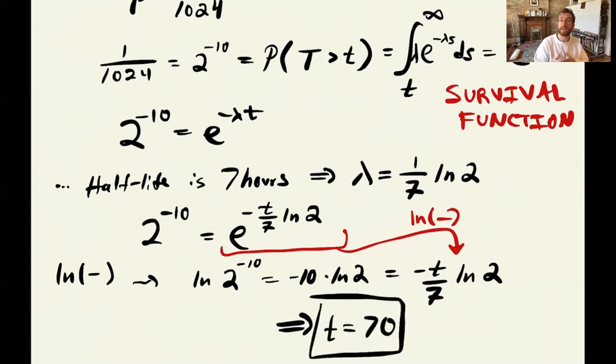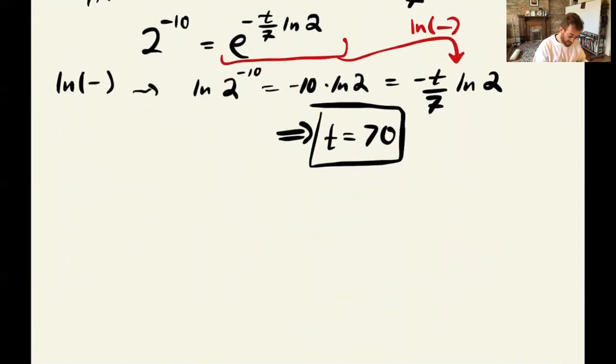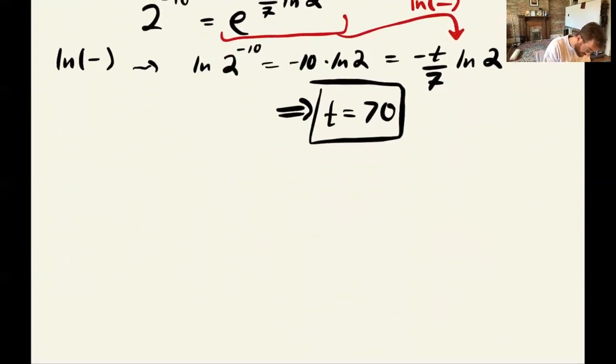So what that means is that the probability of an individual coronavirus surviving after 70 hours is 1 out of 1,024. So in particular, if I have 1,024 coronaviruses, then if I ask what's the expected number, it's just 1. Now I can ask a related question. So here's a part B example.